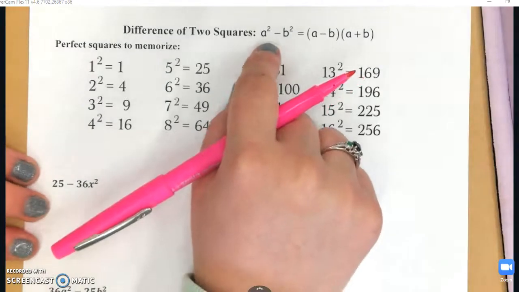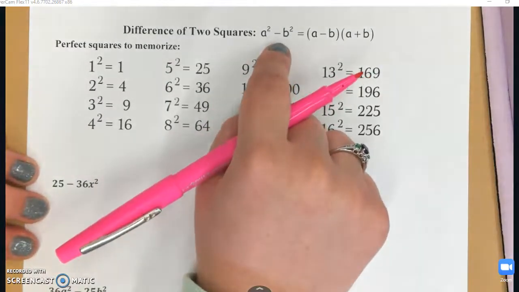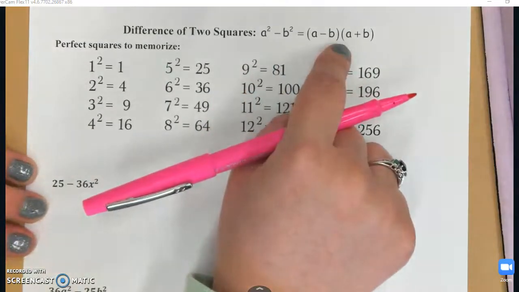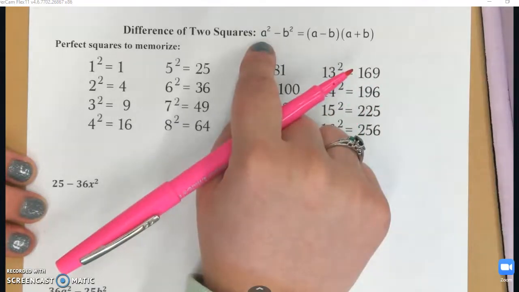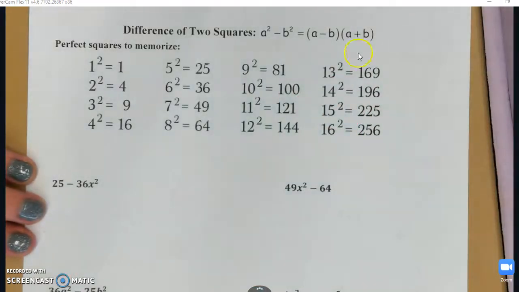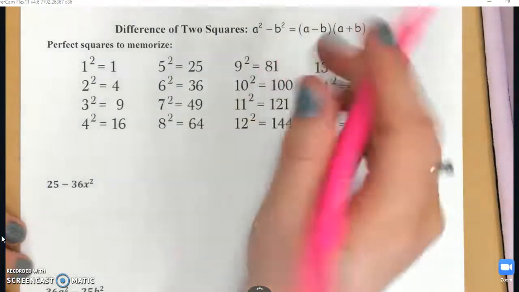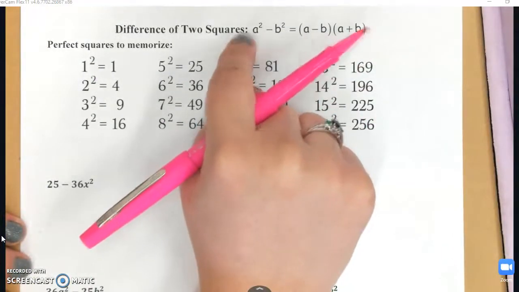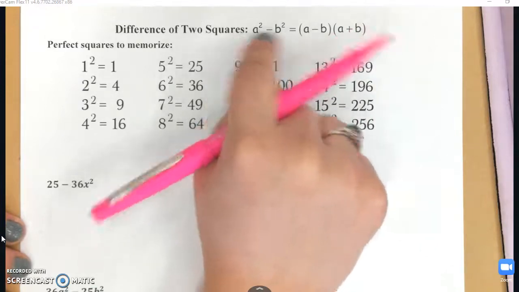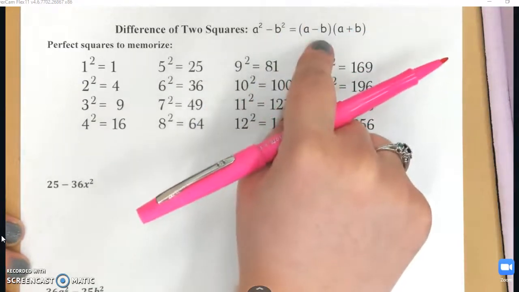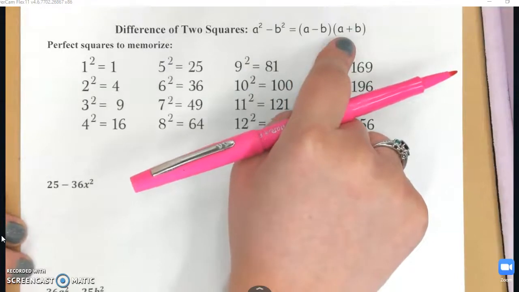If I have two perfect squares being subtracted from each other, that factors out into the square root of the first term. A squared minus b squared. If I have two perfect squares, a and b, whatever the square root of those terms are, that factors out into a minus b times a plus b.